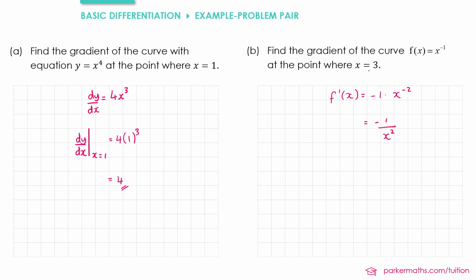Next, to find the gradient at x equals 3, we substitute in. So we do f dash of 3, which gives us -1 over 3 squared, which gives us -1/9.